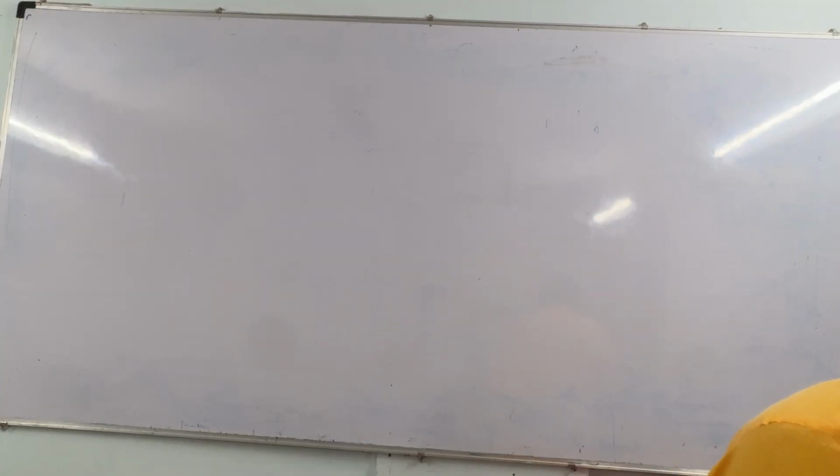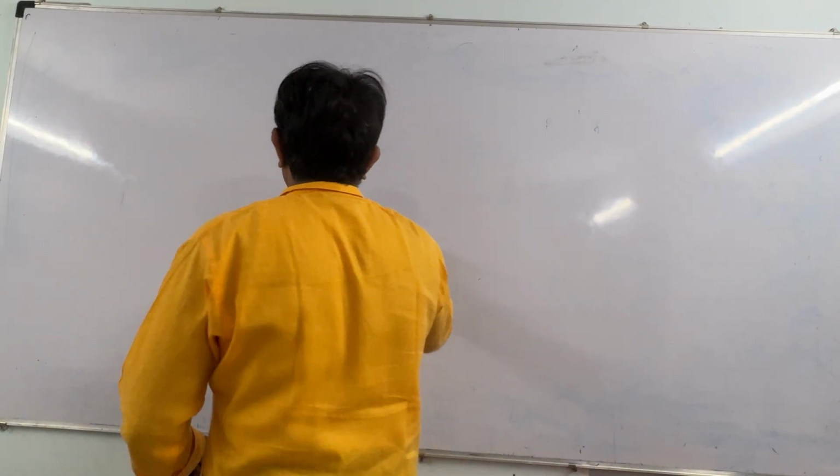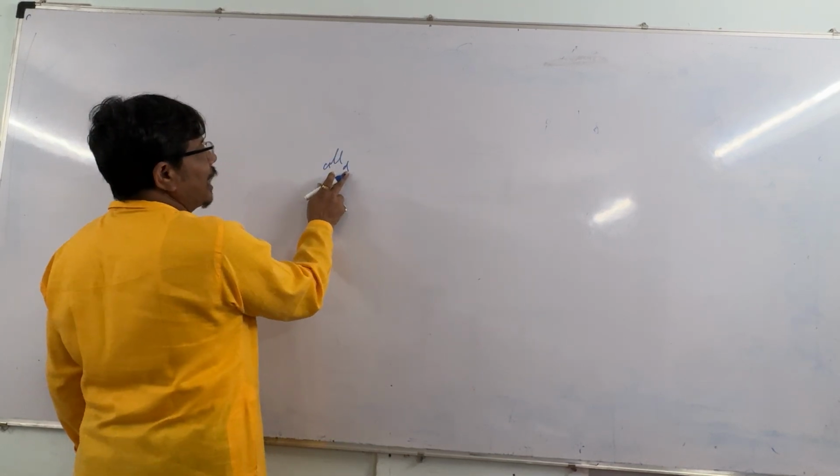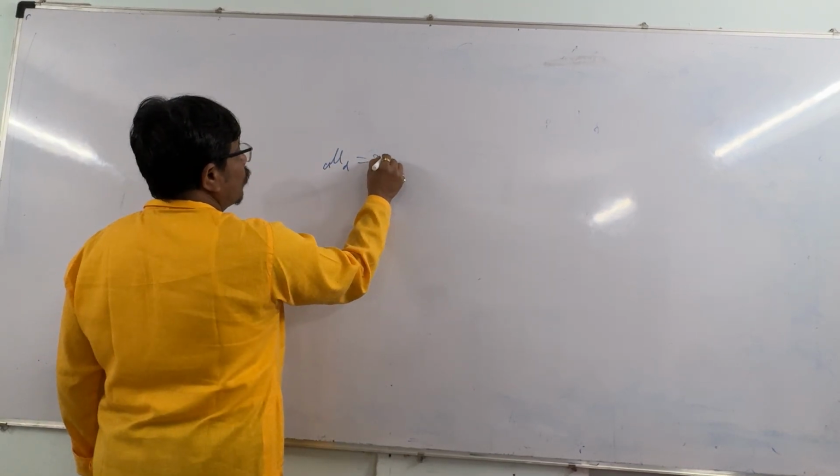Next question: the refractive index of diamond is 2.4. It means that the refractive index of diamond with respect to air, a mu d, is 2.4.